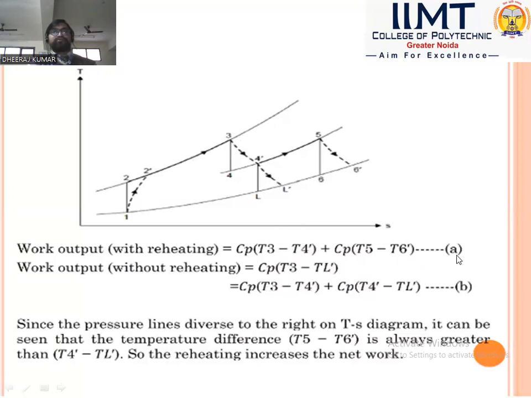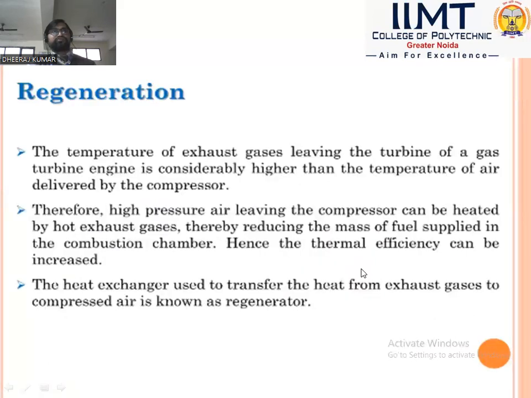When we compare equation A and equation B, we find that reheating gives more work done as compared to without reheating. Since the pressure lines diverge to the right on the TS diagram, it can be seen that the temperature difference T5 minus T6 dash is always greater than T4 dash minus TL dash. So reheating increases the net work. Intercooling decreases the compression work, and reheating increases the net work or work output.